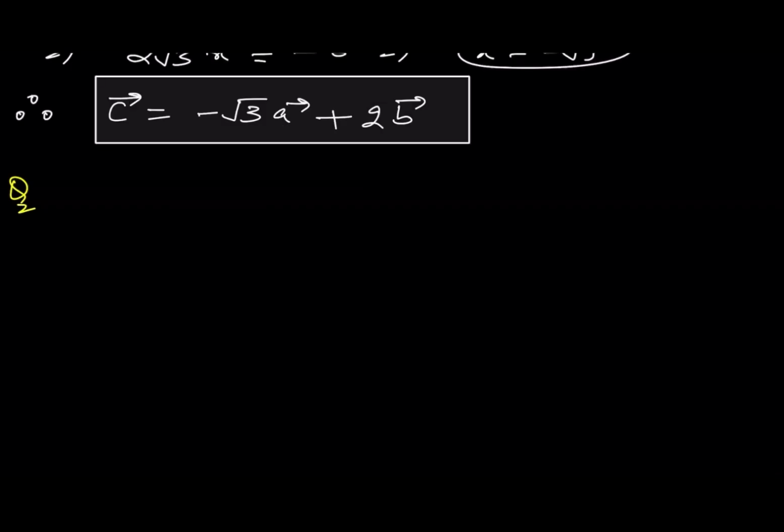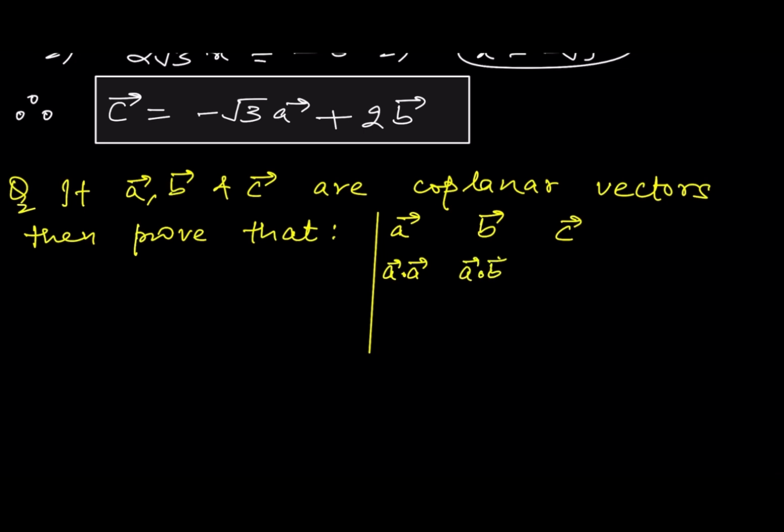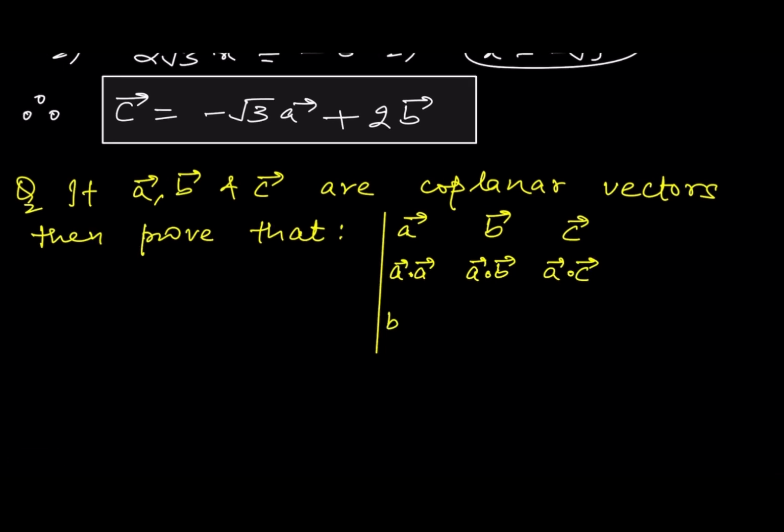So the next question is, if A vector, B vector and C vector are coplanar vectors, then prove that the determinant of A dot A, A dot B, A dot C, B dot A, B dot B, B dot C, and the third row, is equal to 0.